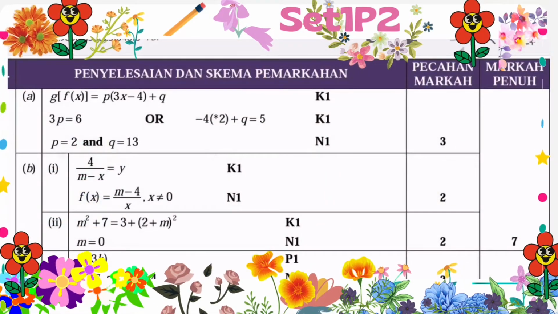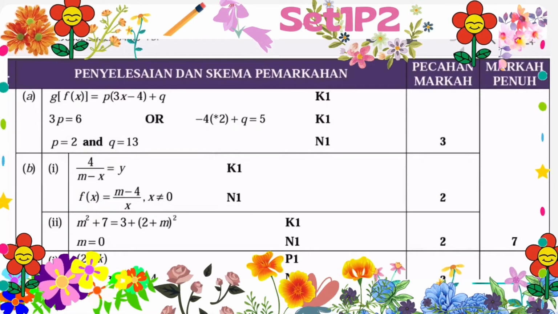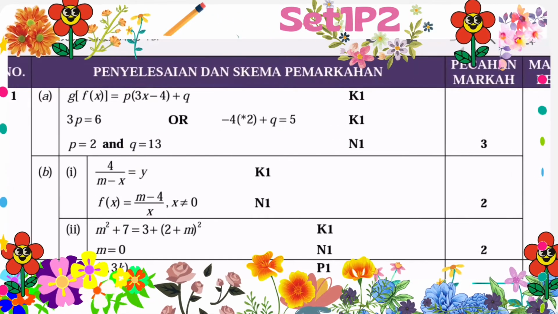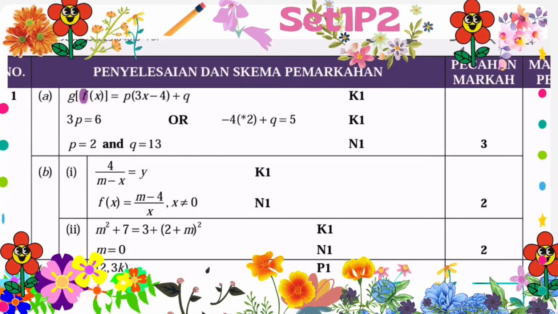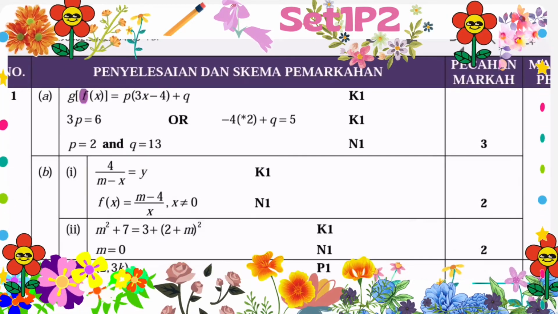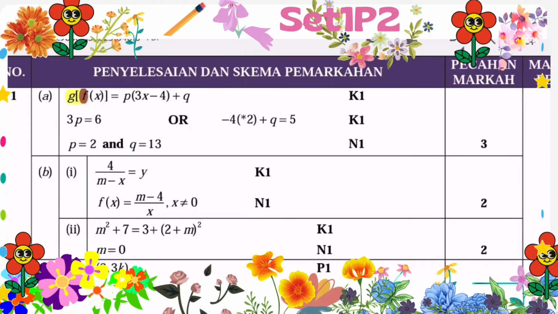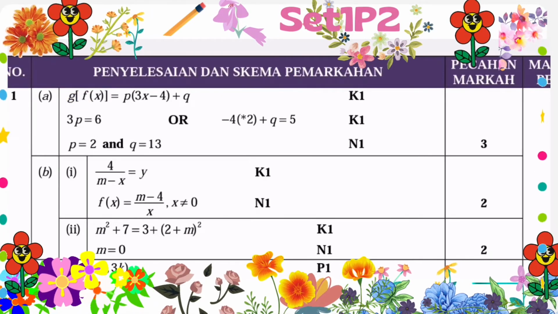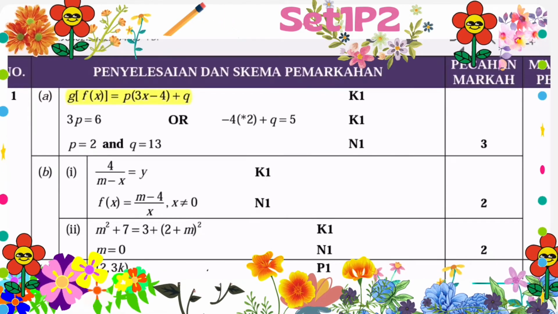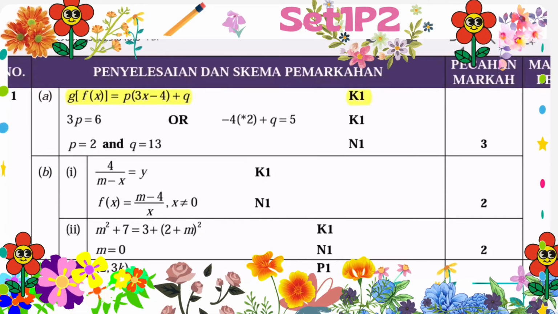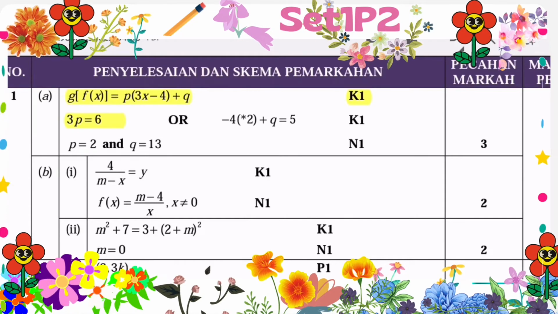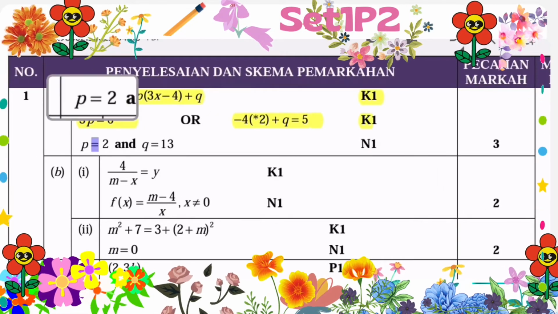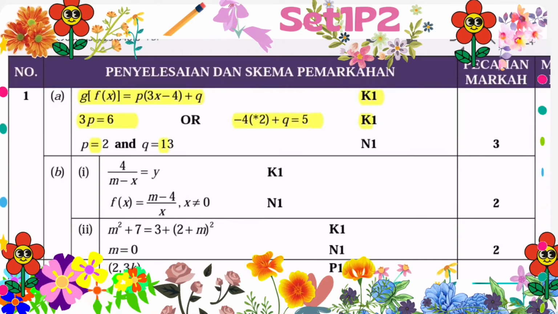So these are the answers for question 1 from the scheme of the marks. Okay, let's have a look. g(x) was given, this is g(x). Right, so let me highlight g(x). It was given p(x), this is 1 mark, 3p equal to 6. Okay, solve the p and q, the steps, and p is 12 and q is 13, so it was 3 marks.